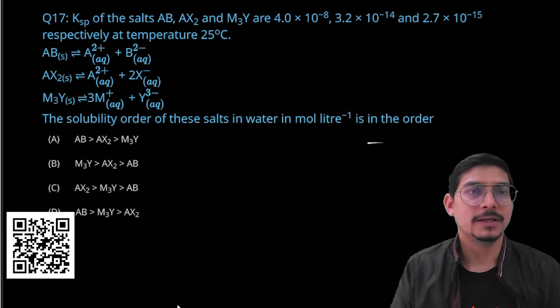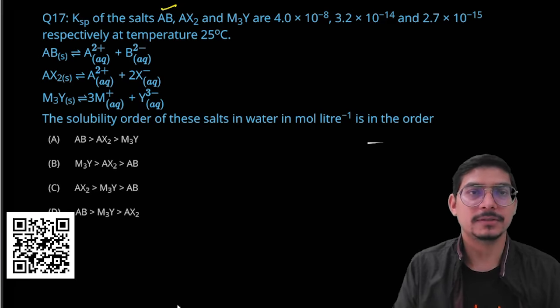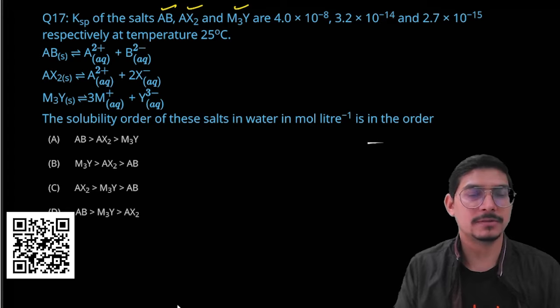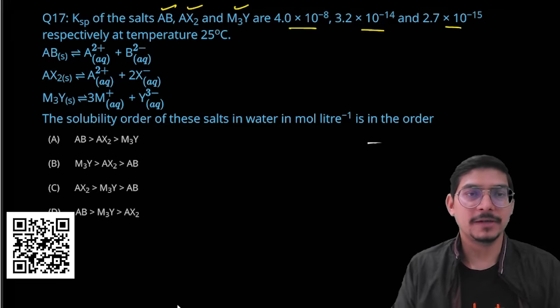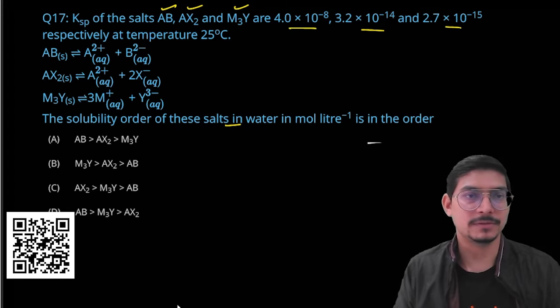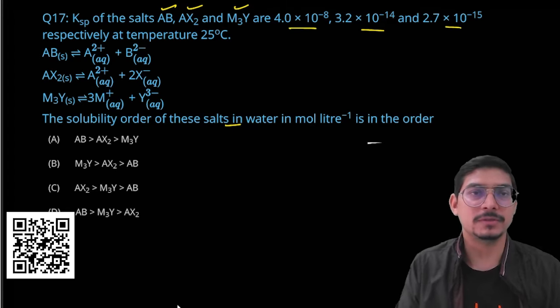Hi everyone. In this question, we are given three salts AB, AX2 and M3Y, and their solubility product constant values are given as these. We have to find out the correct order of the solubilities of these salts in water. So let us start with the salt AB.